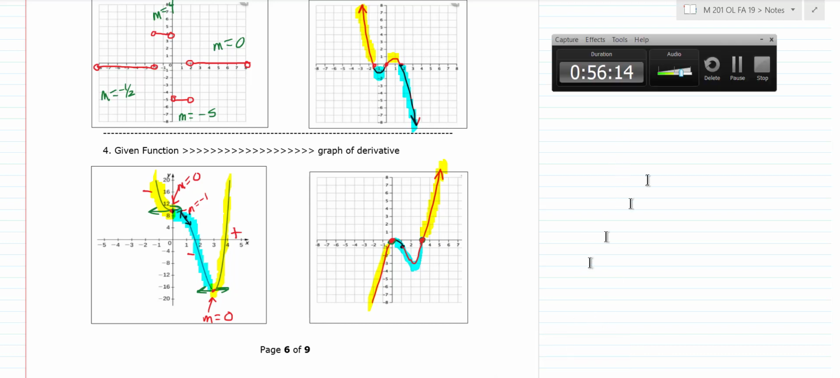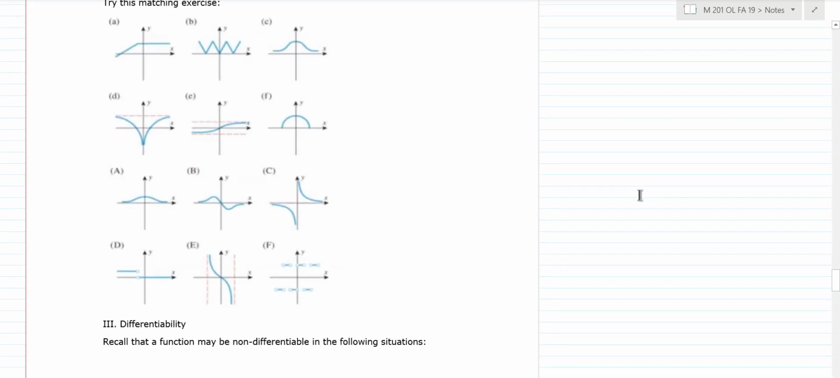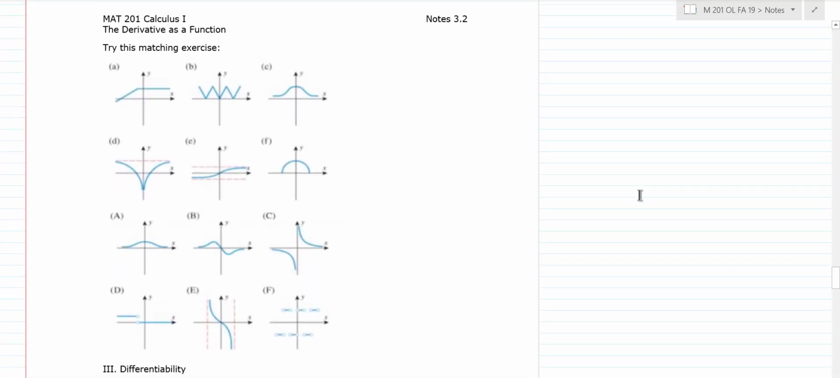Okay, so that'll kind of wrap that up then. On the next page, I'm going to let you do one more thing and see if you can do this activity. What you want to do is match the function. These are the functions right here. So this is f of x, and then these are the derivatives. So you just want to write which one you think this is. Okay, I'll give you a little time to do that.